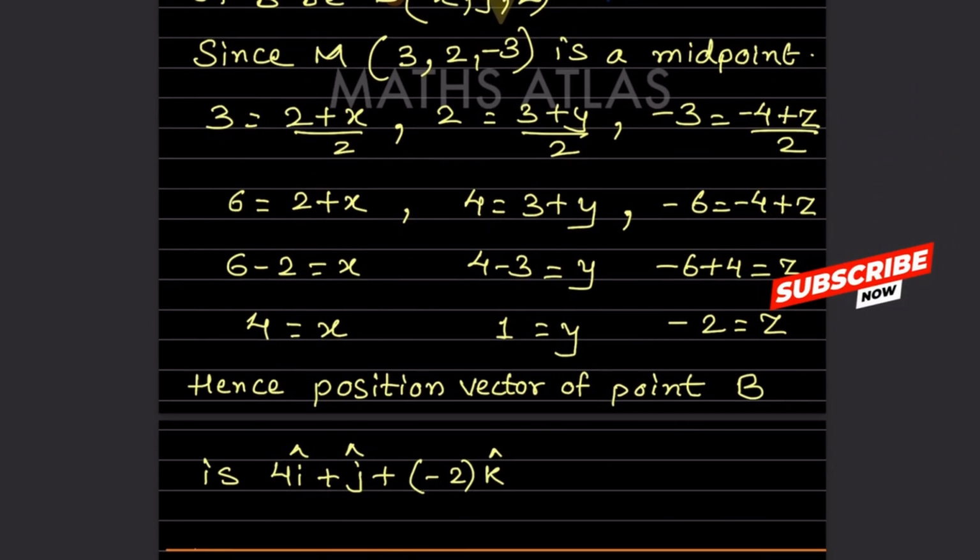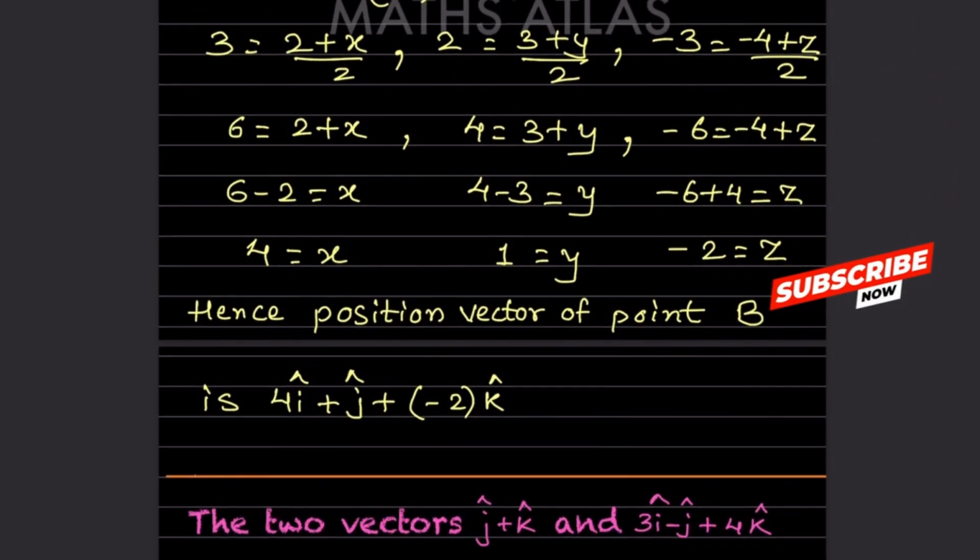So we can say its position vector of point B, that is how we are going to write here: 4i plus this 1 means that is just j, and minus 2k. So this is the answer for this one.